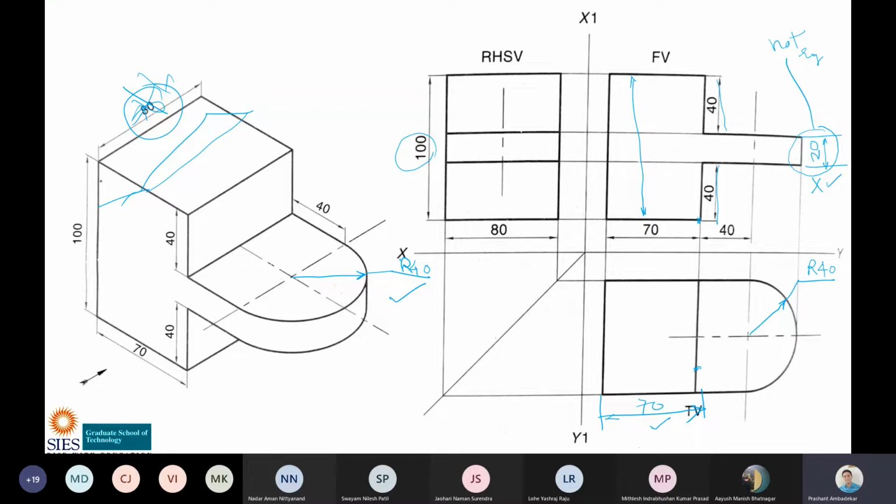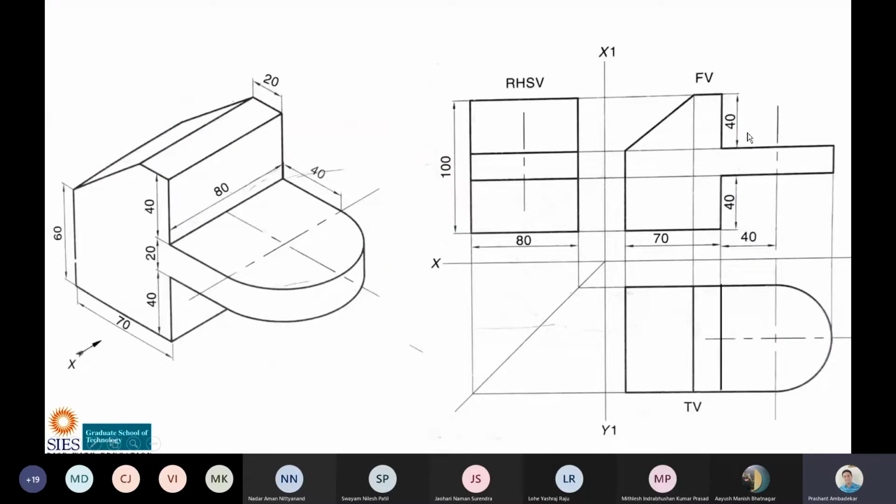All of you have understood how to draw front view, top view, side view, what space has to be given between the x dash, y dash or x1, y1 line and front view, side view, and what space is to be given between x, y line and above that and below that. And you have also understood how to give dimensions. Dimensions should be at least 10 away from the outline. Outline is this outline. It should be at least 10 away.